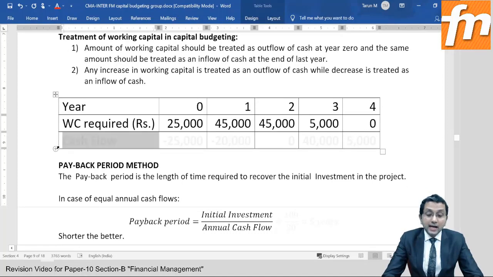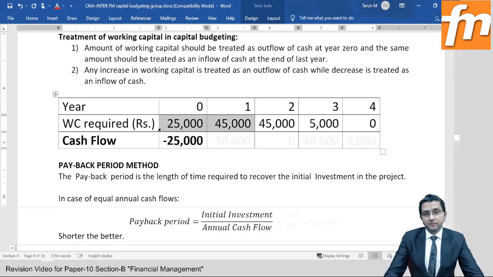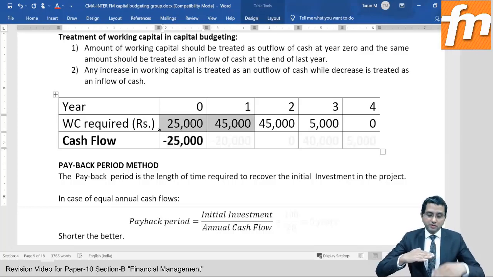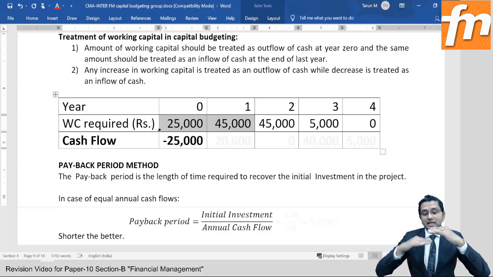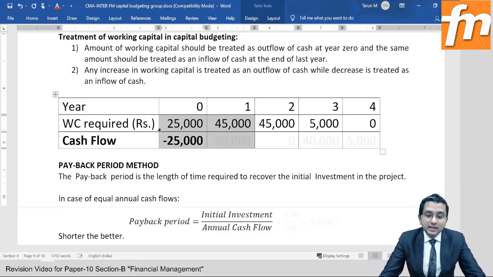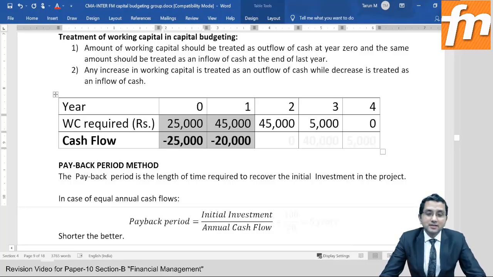So now what are the cash flows for this working capital? At 0 year, I'll show outflow of 25,000. Now, as compared to 0 year, see, 0 year working capital was 25,000. First year it goes up to 45,000. 25,000 was already there. Now it has gone up to 45,000, so there is an increase of 20,000 rupees. And that's why I'll show 20,000 rupees as an outflow of cash at the end of first year.